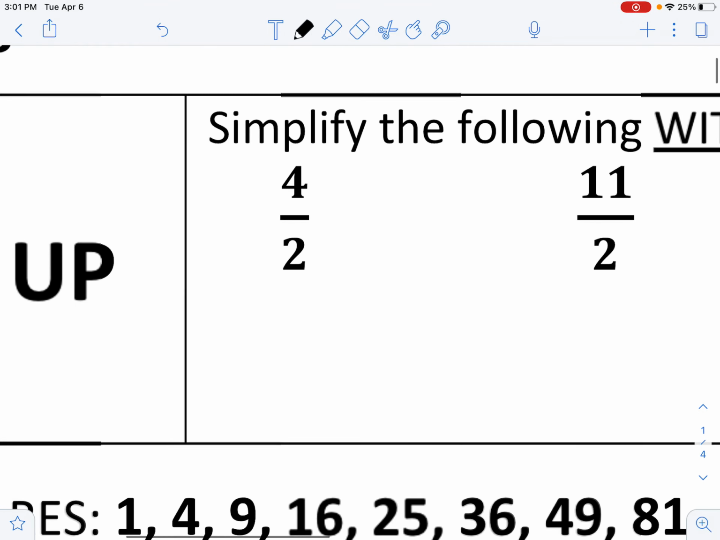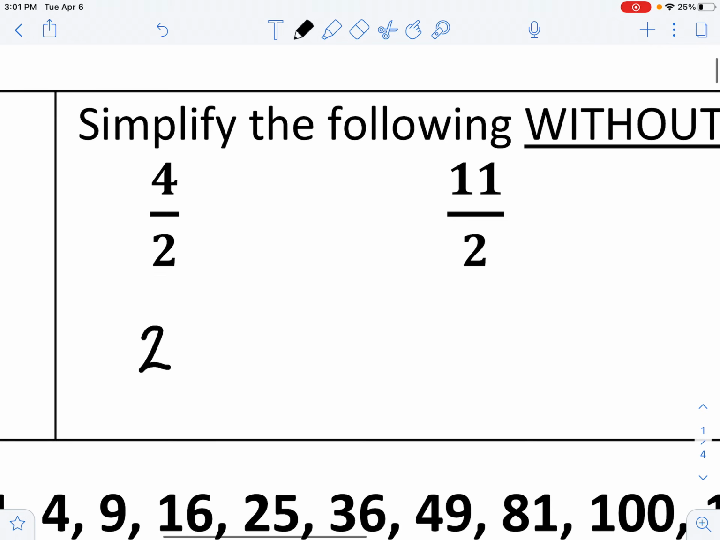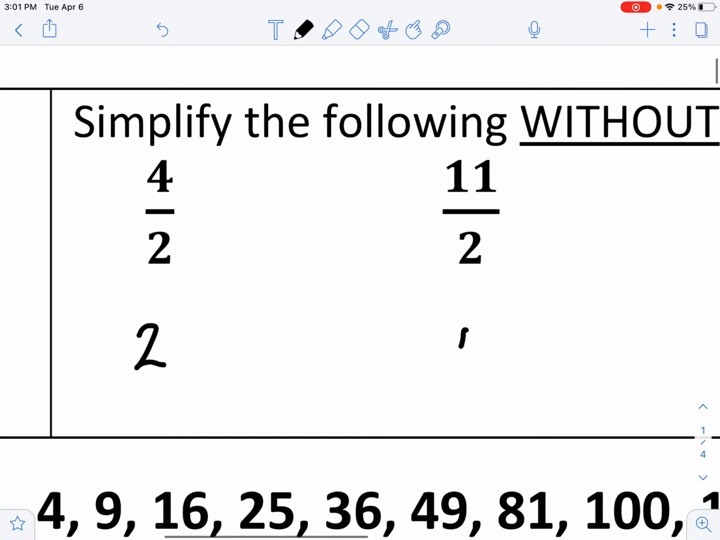Okay, so it's always going to be the numerator divided by the denominator. So 4 divided by 2 is 2. 11 divided by 2 is not a whole number. So if you can do it in your head, awesome, and say 2 goes into 11 5 times with 1 left over, 5 1/2.